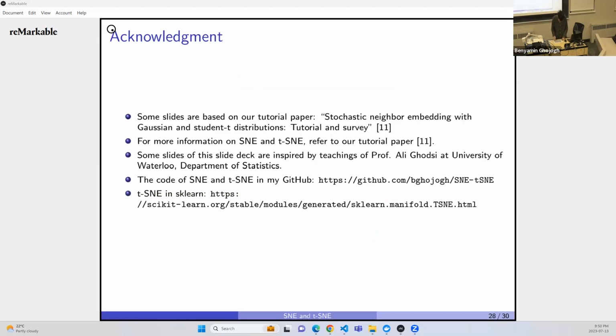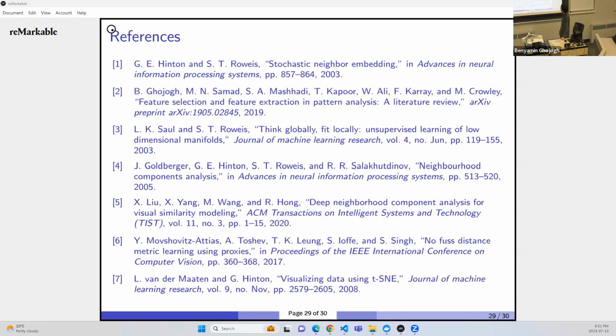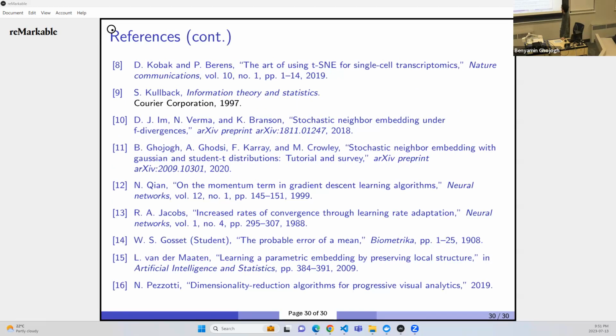Acknowledgement. Some slides are based on our tutorial paper, Stochastic Neighbor Embedding with Gaussian and Student Distributions. Also, you can see it in our textbook. For more information on SNE and t-SNE, see our tutorial paper. Some slides are inspired by teachings of Professor Ali Ghodsi at the University of Waterloo. I have coded SNE and t-SNE; you can find it on my GitHub. Also, you can find t-SNE in scikit-learn here. And these are the references.